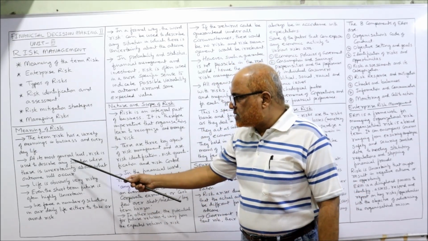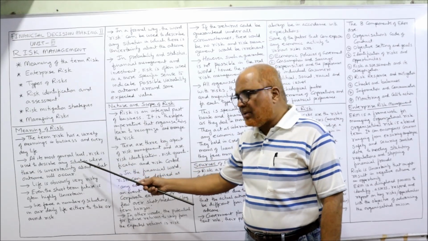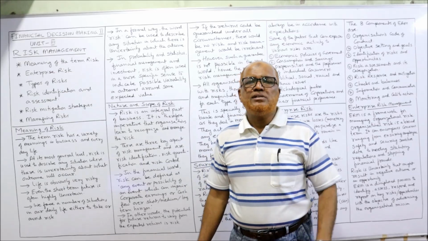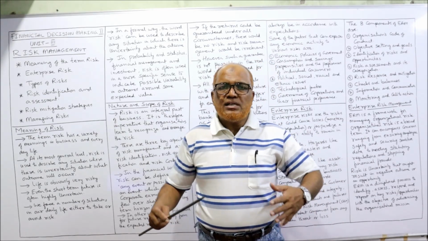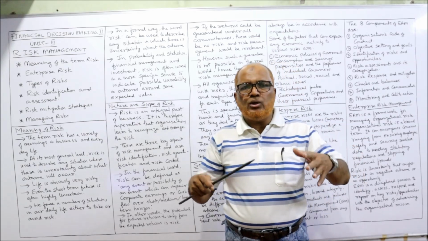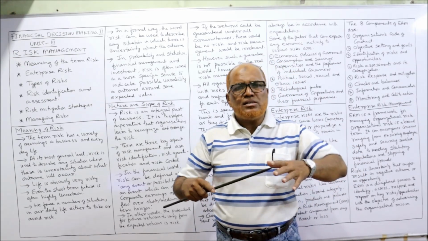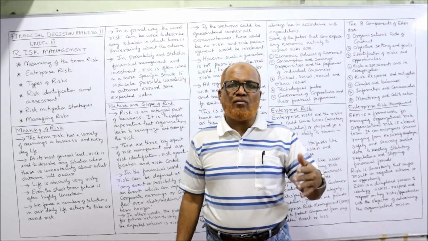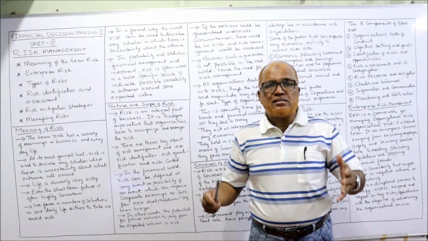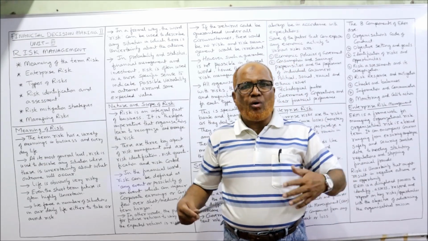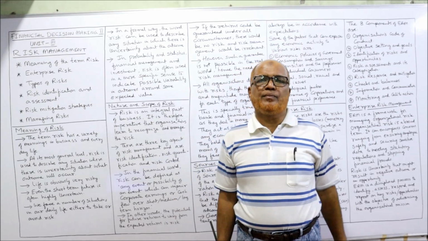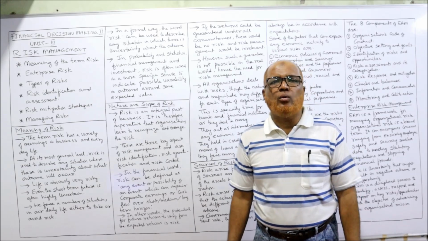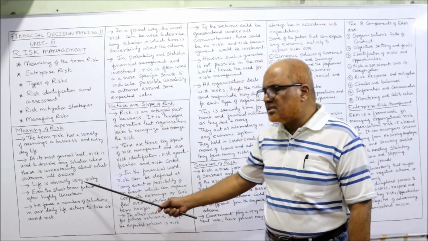Now, at its most general level, risk is used to describe any situation where there is uncertainty about what will occur, what the outcome of an event is. It is not confined only to finance or investment; it is used generally. For example, a doctor may face the risk that the patient may survive or the patient may die. Similarly, an accident may take place on the roads. All these are risky situations. It's a situation in which we are not sure about the outcome. That is called risk.